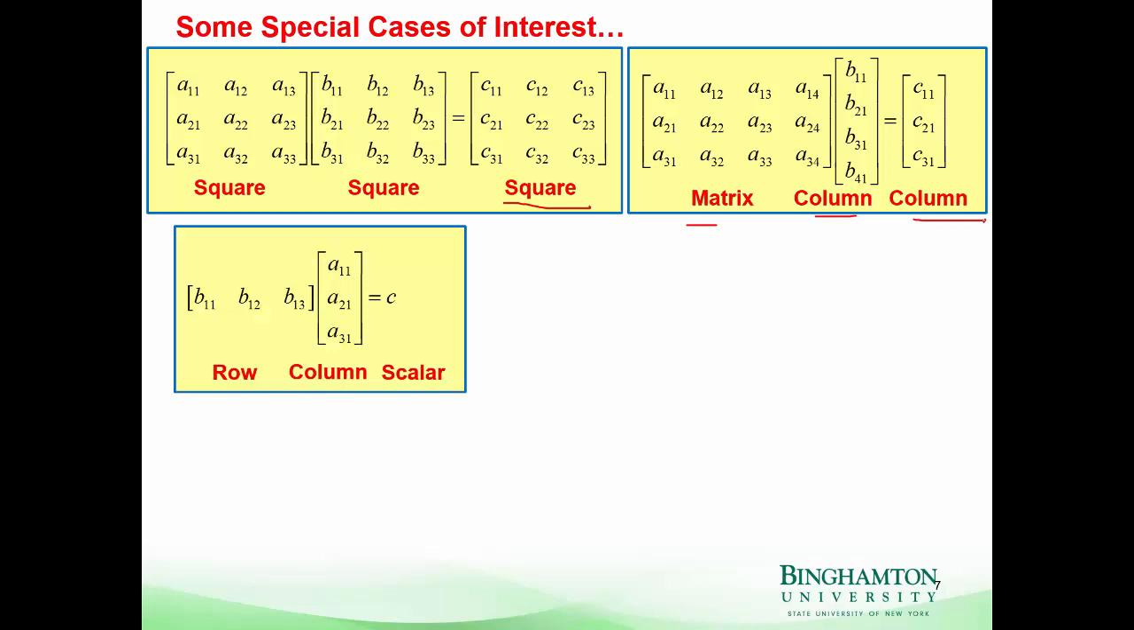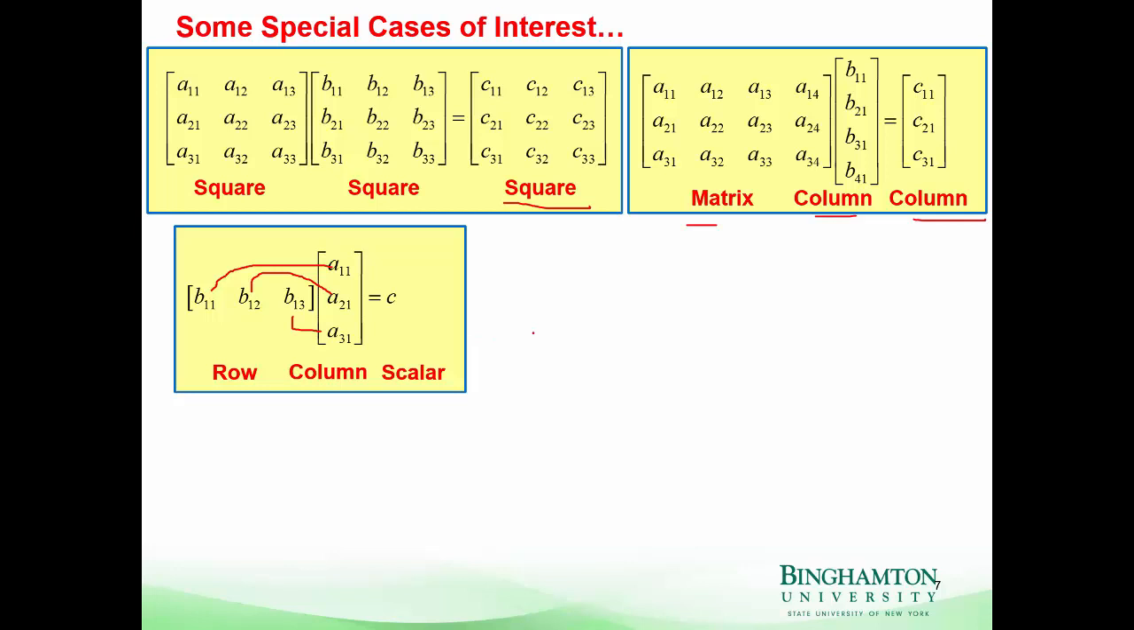Now, here's an interesting one. If we do a row times a column, we get a single number, a scalar. And if you look carefully at this, this is really nothing more than an inner product, right? Because to find the resulting element, there's going to be one element, and it would be A11 times B11 plus A21 times B12 and A31 times B13. Add all those up. So that is an inner product. So sometimes you'll see inner products written this way.